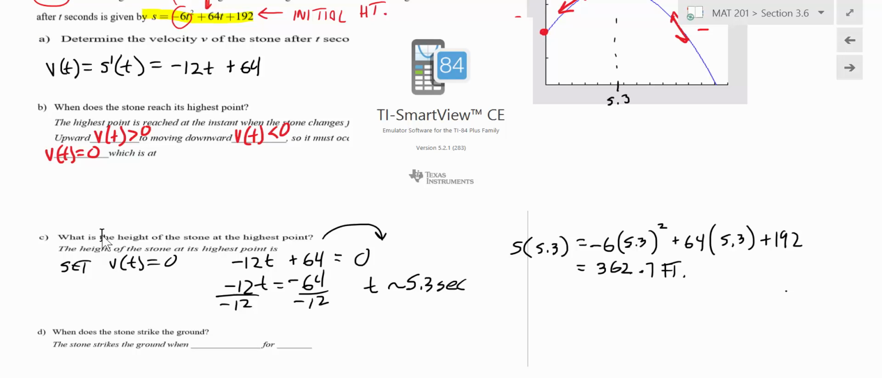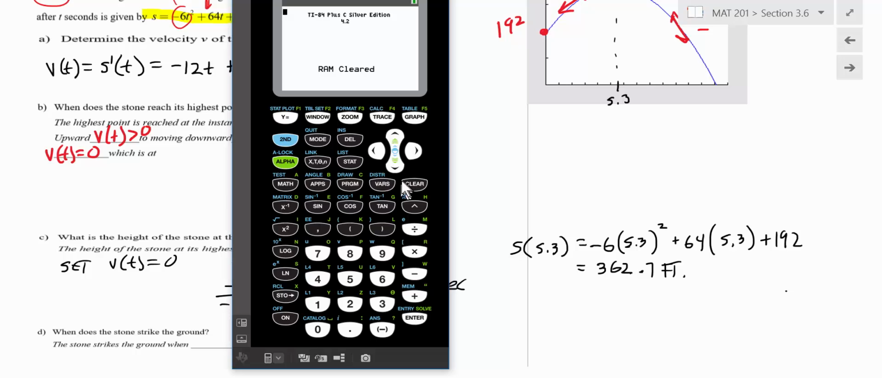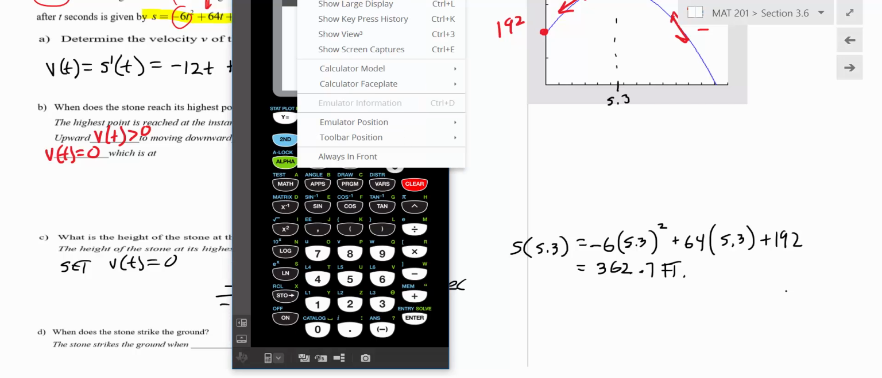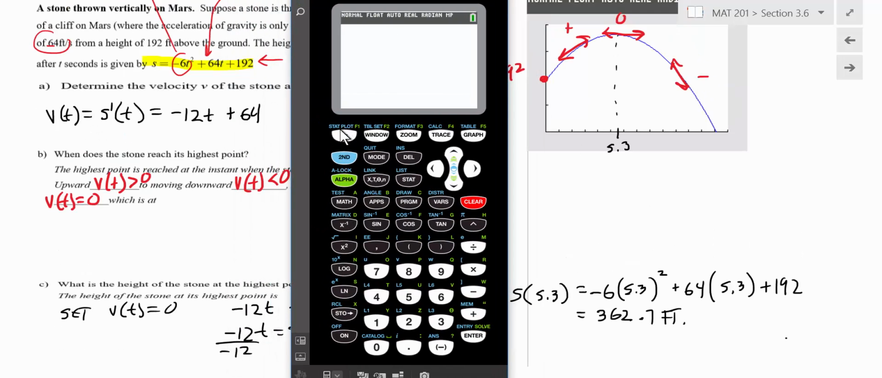I would like you to do this on your calculator because it really is a nice thing to be able to do for checking and verifying when you're doing these problems, okay? And I'll show you a couple things you might not know on a calculator. Okay, so what I'm going to have you do is go ahead and put in the position function. That's what I'm interested in you graphing. So I'm going to put in -6, then x to the second plus 64x, and then plus 192. And I think I got a 54 in there, so let me fix that. Okay, so there we go.